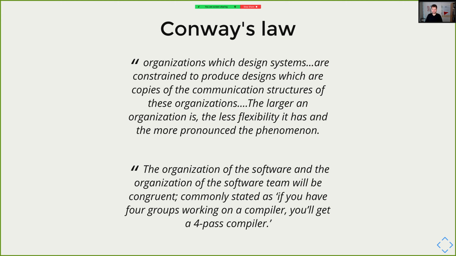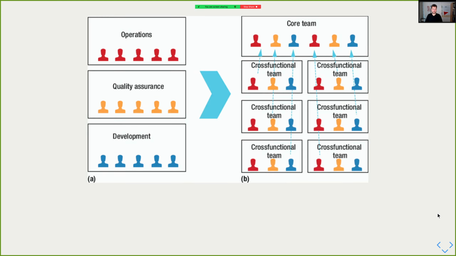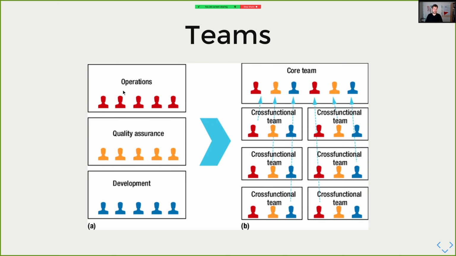So if you go back to the previous picture, the silos with the teams, here we have the three-person teams, we have operations, quality assurance, development. So this would create the three-way compiler. In other words, this creates three steps of what it takes to get code to production. So these people do something, then that is sent on to the next step. They do something, that is sent to the next step.